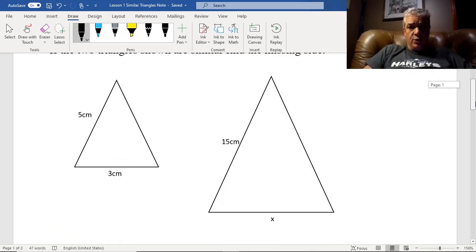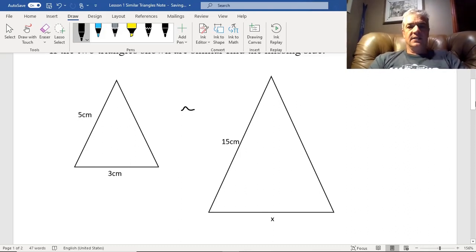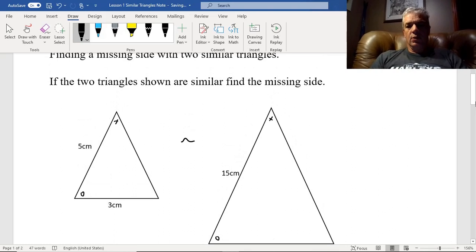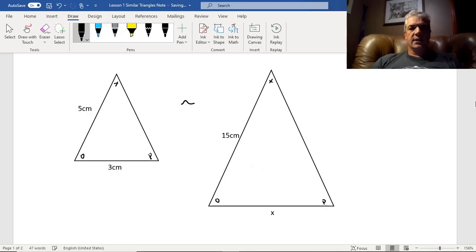So here we have two similar triangles. Now, typically, the sign for similar is not an equal sign, but a wavy sign like this, and it tells us they are similar. It means that they have some properties that are very much the same. In this particular case, this angle here is equal to this angle here, this angle here is equal to this angle here, and this angle down here, we'll call it P, is equal to P over here. So I used X, O, and P for my angles just for fun.